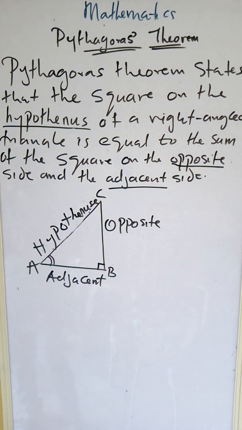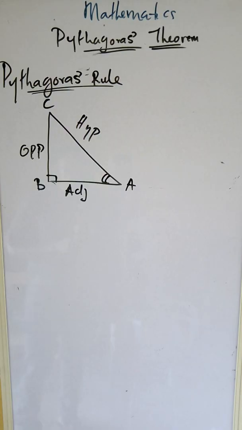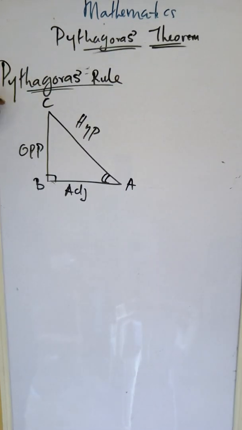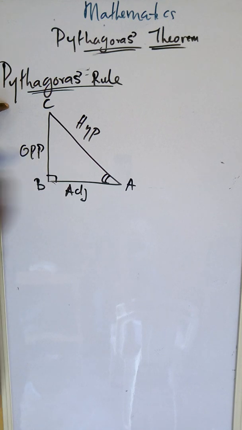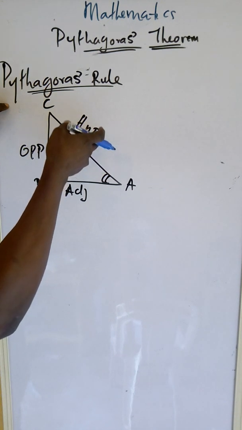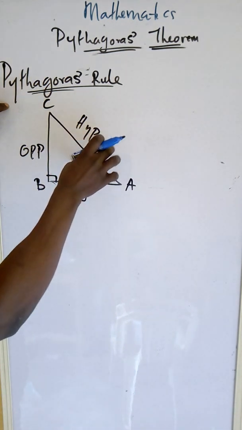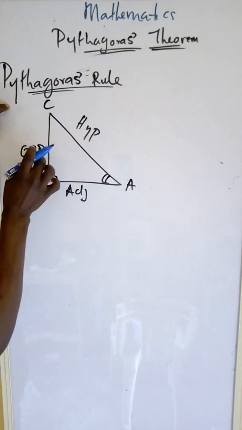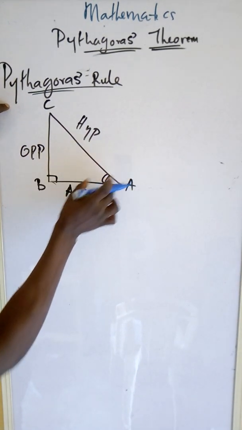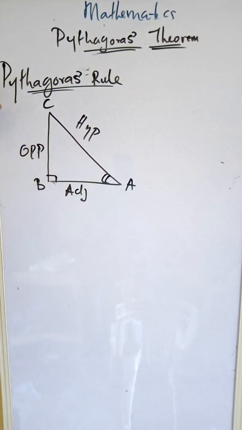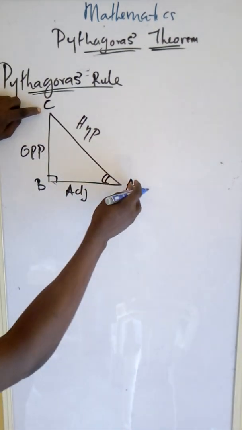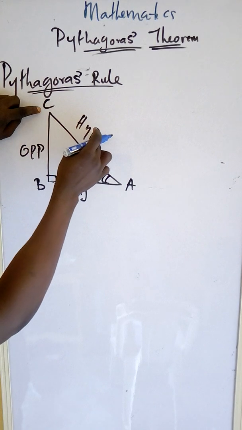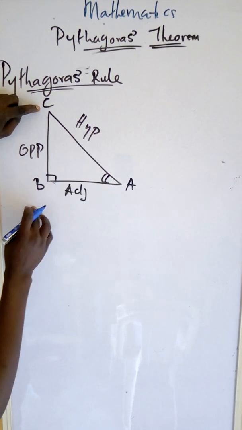So let's look at the Pythagoras rule. What we said earlier is that any side facing angle 90 is the hypotenuse, any side facing this angle is our opposite, and between angle 90 and this angle is our adjacent. So what is the law all about? Our AC is our hypotenuse.